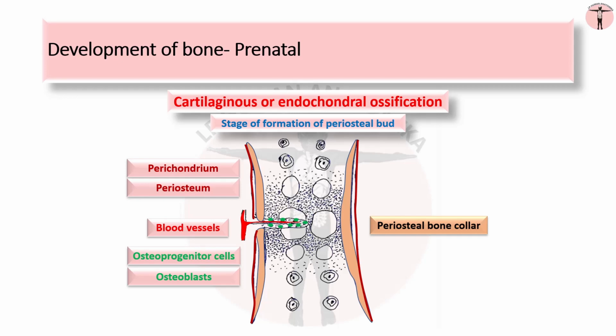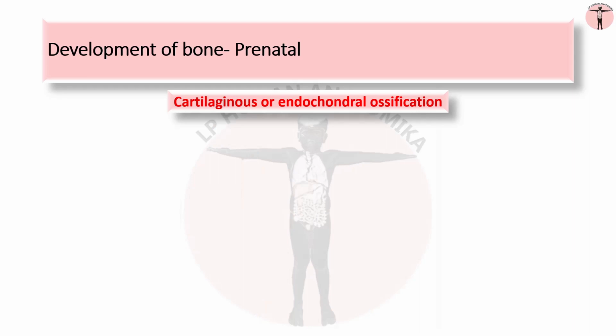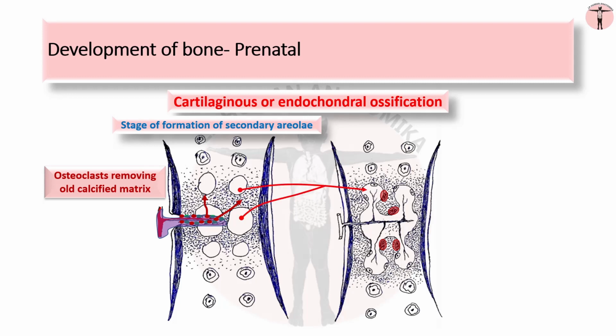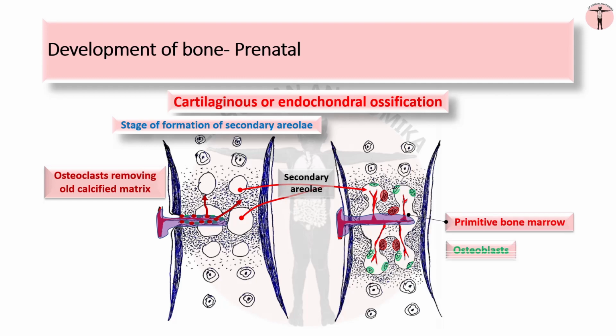As this is occurring simultaneously, perichondral vessels and osteogenic cells invade calcified matrix to form periosteal bud. Stage of formation of secondary areolae. Periosteal bud excavates through the bone collar and osteoclasts in the bud remove calcified matrix from the wall of primary areolae and form large cavities called secondary areolae. The spaces get filled with primitive bone marrow lined by osteoblasts. The perforation of the bud persists as the nutrient canal.